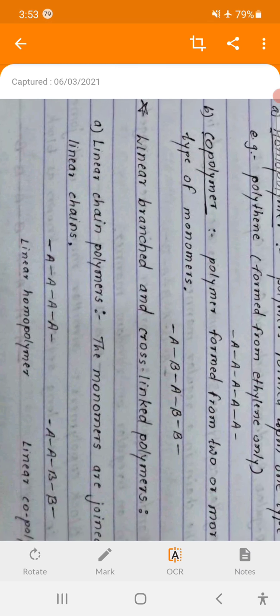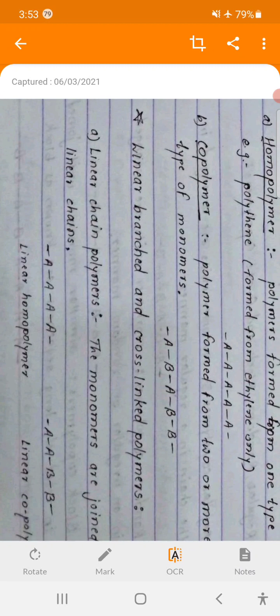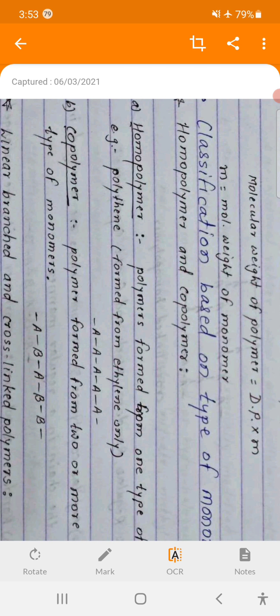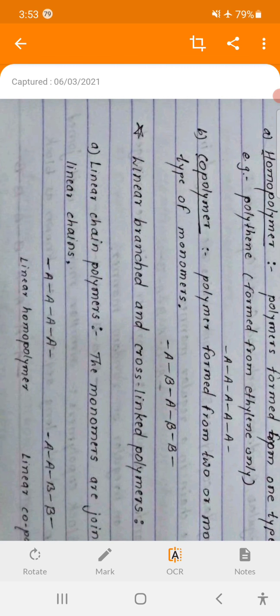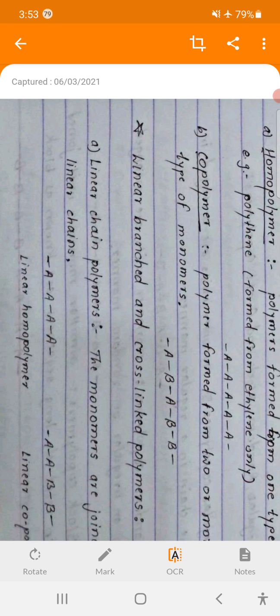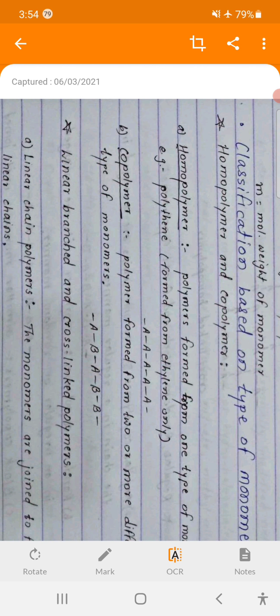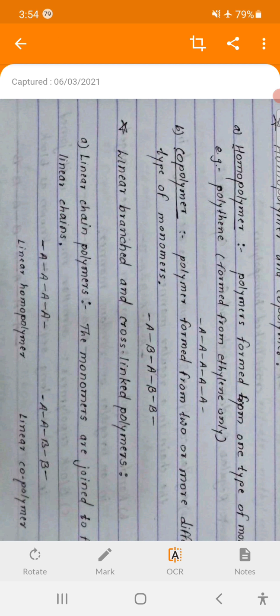Then the next classification is classification based on type of chain, type of polymer chain. Based on that, polymers are classified as linear chain polymers. In linear chain, polymer chains are straight chain polymers that are known as linear polymers. That may be homopolymer or that may be copolymer, but chains are linear.